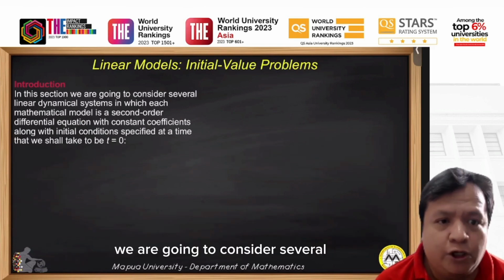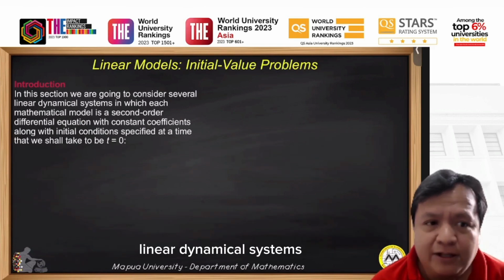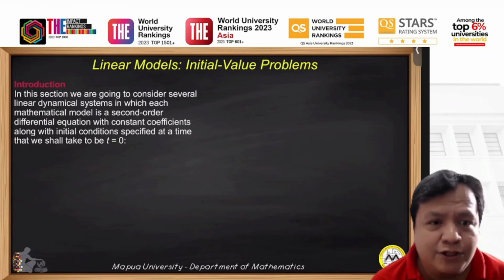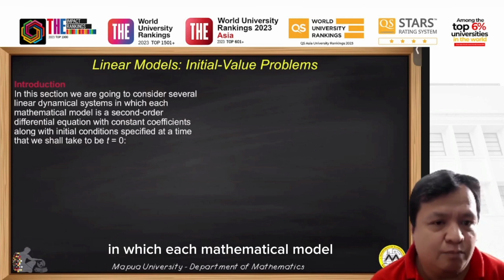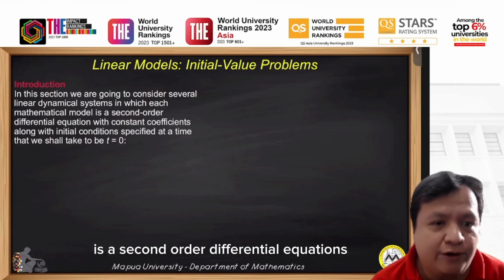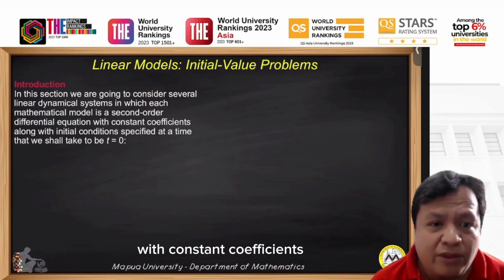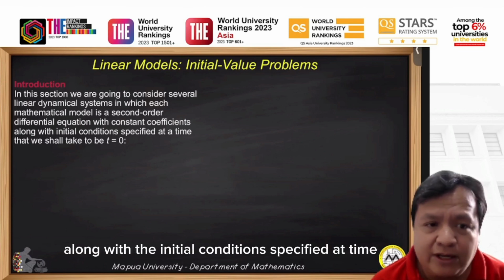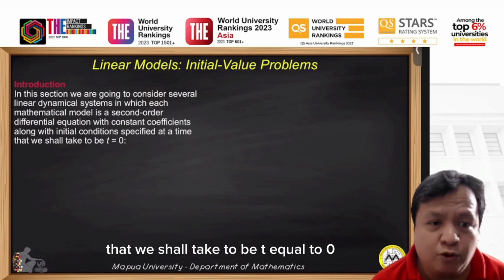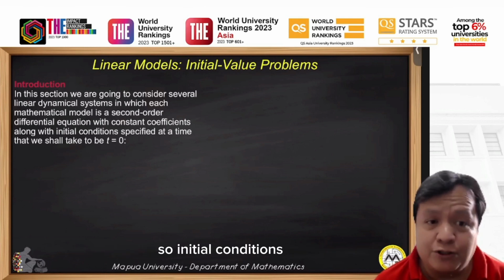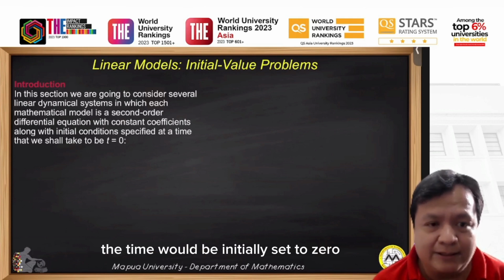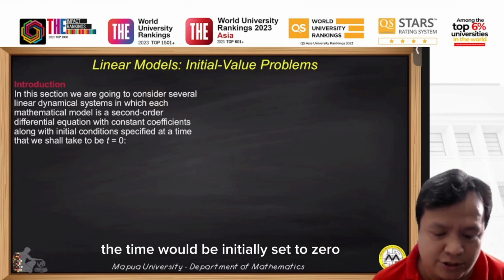In this section, we are going to consider several linear dynamical systems in which each mathematical model is a second-order differential equation with constant coefficients along with the initial conditions specified at time that we shall take to be t equal to 0. So for the initial conditions, the time would be initially set to 0.